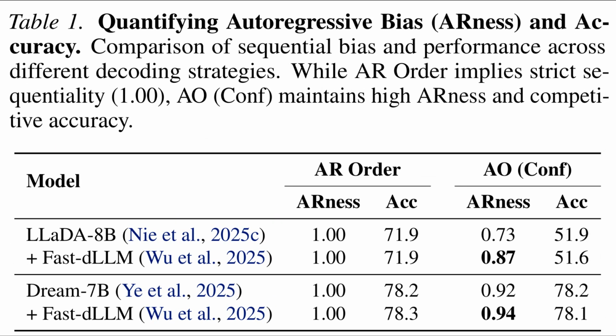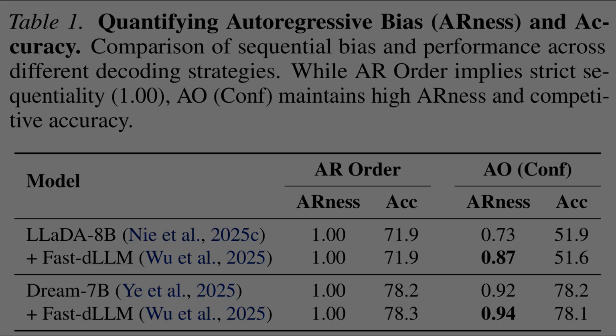So, having visualized the training trend in the previous figure, Table 1 now quantifies this autoregressive bias during inference. It compares strict AR order against arbitrary order, or AO, where the model picks tokens based on confidence. Under the AO columns on the right, notice that Dream7B has an ARness score of 0.92. This implies the model defaults to a nearly sequential path, even when free to decode in parallel. Furthermore, adding the fast DLLM accelerator pushes these scores even higher, for instance boosting LLADA8B from 0.73 to 0.87.